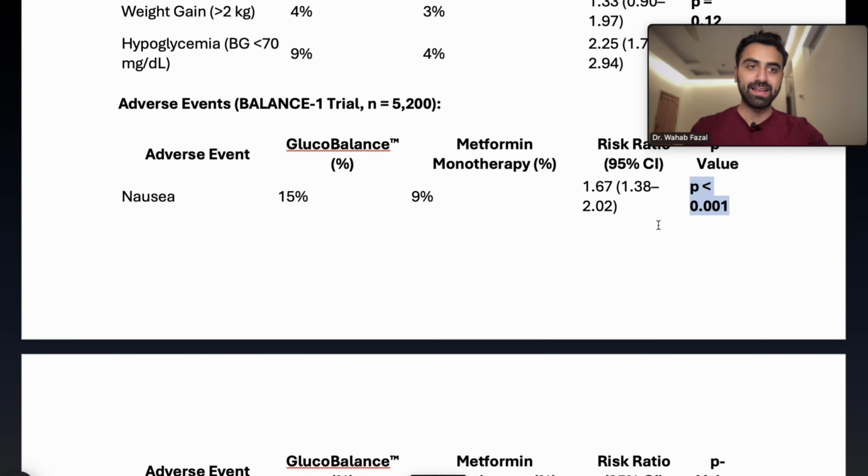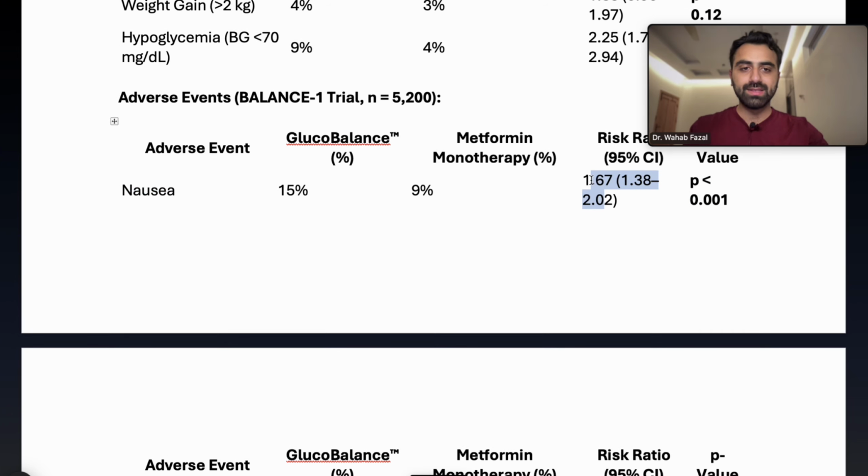In this case it is significant. A p-value less than 0.05 in most cases for your exam is going to be significant, unless they want to state some other level of significance. But most of the time, if it's less than 0.05, it's going to be significant. So nausea is significant. This is the risk ratio.